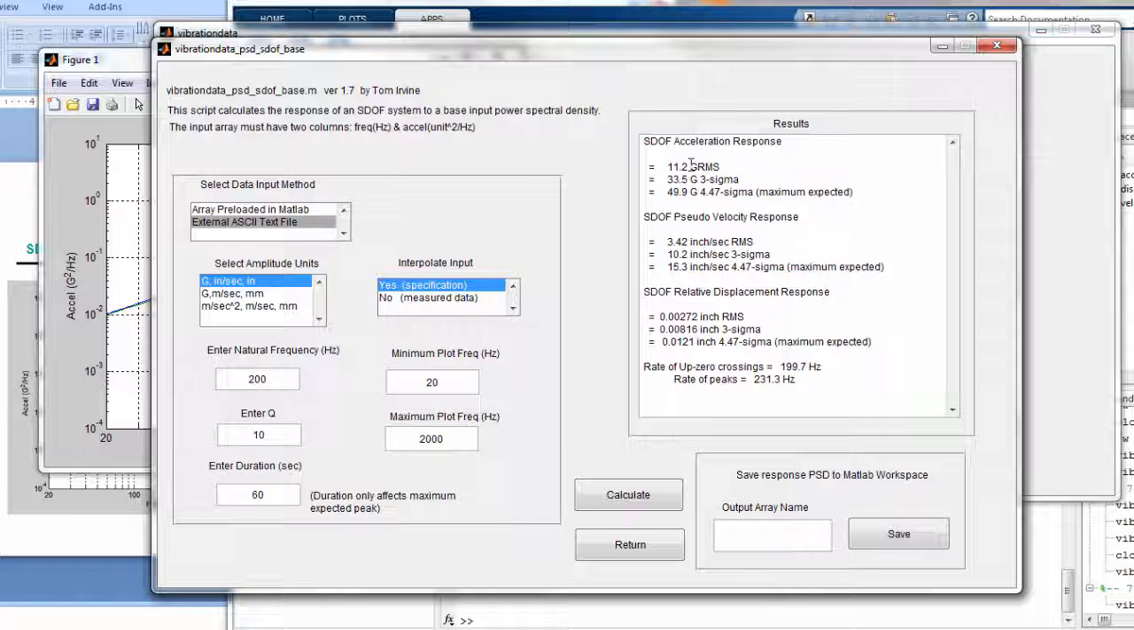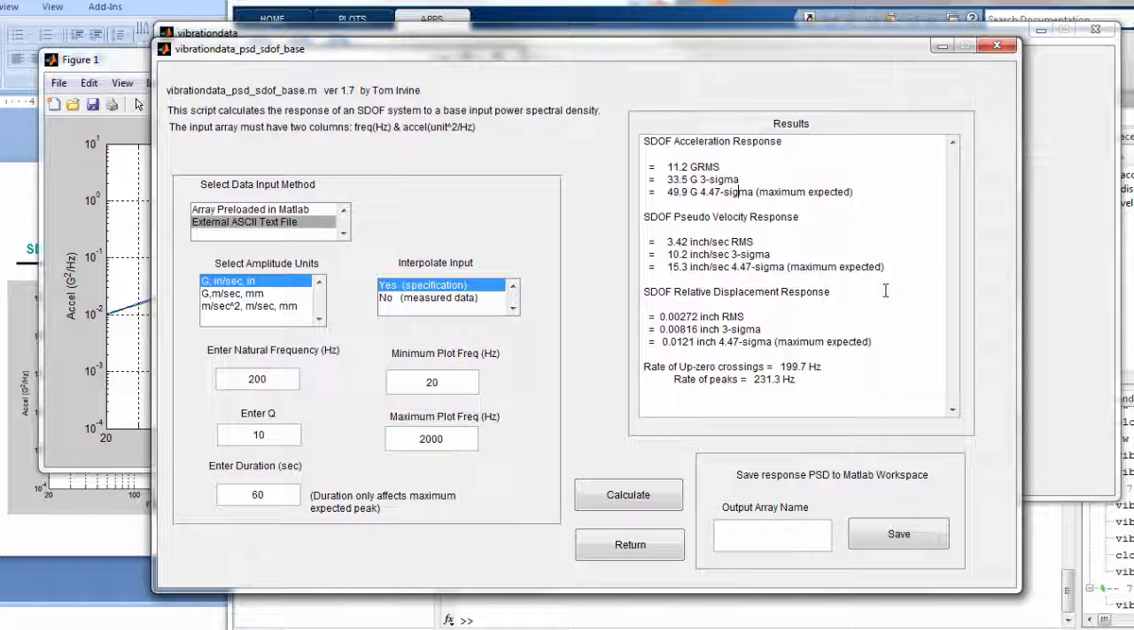So for acceleration, we see the GRMS, the 3 sigma, and the maximum expected peak. And then for the pseudo velocity, we have those 3 types of metrics with the values shown there. Then we have the relative displacement response, as shown there.